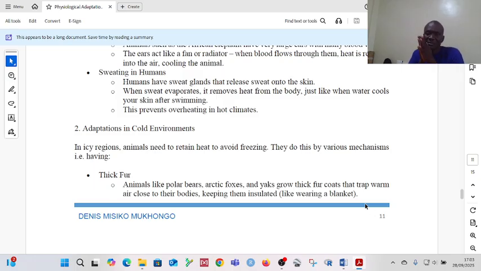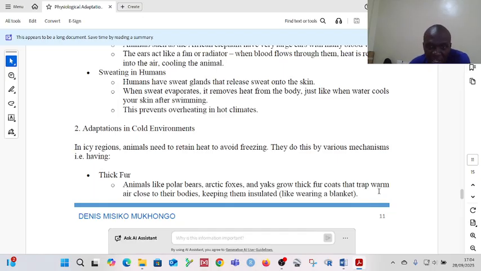So if we twist it and now we begin thinking of which adaptations could be present in cold environments, actually it is the opposite. In a cold environment, the animals need to retain heat. In a hot environment, they need to lose heat, but in a cold environment, they need to retain heat. To retain heat, they have to do it using various mechanisms. One of them is having very thick fur.